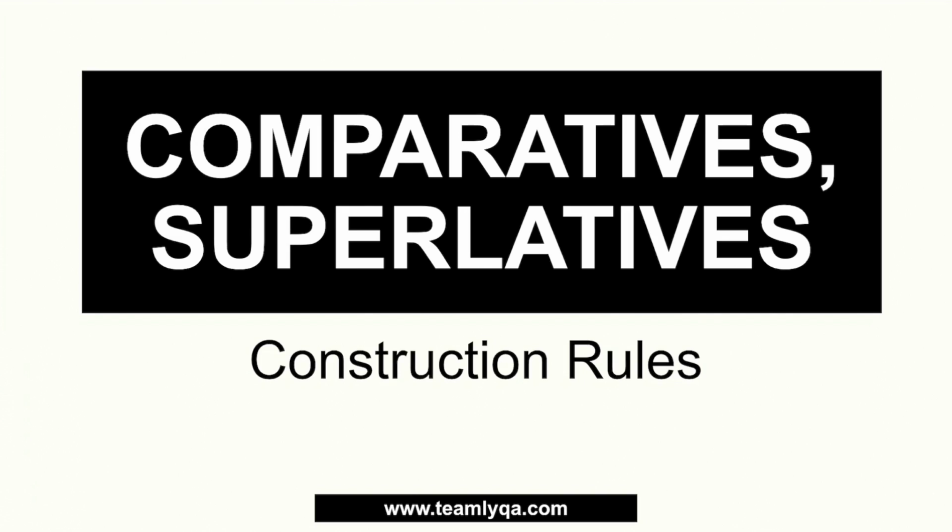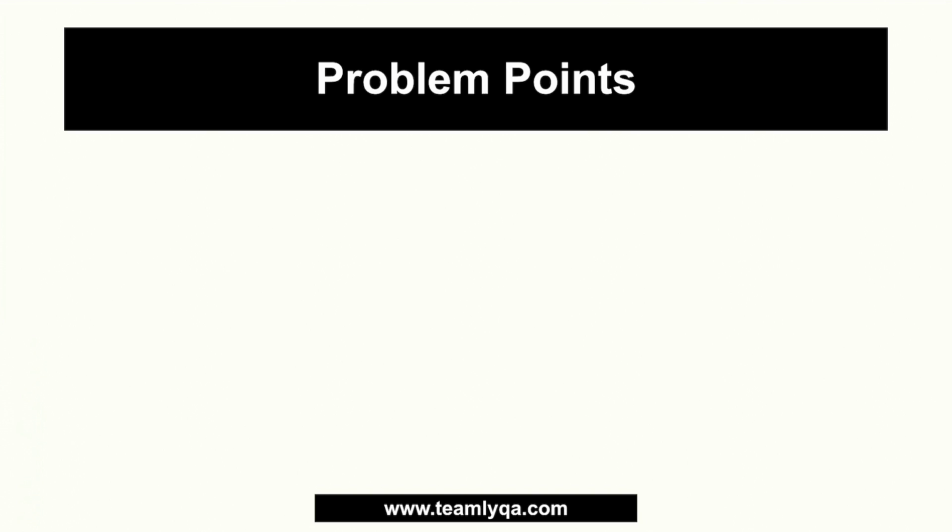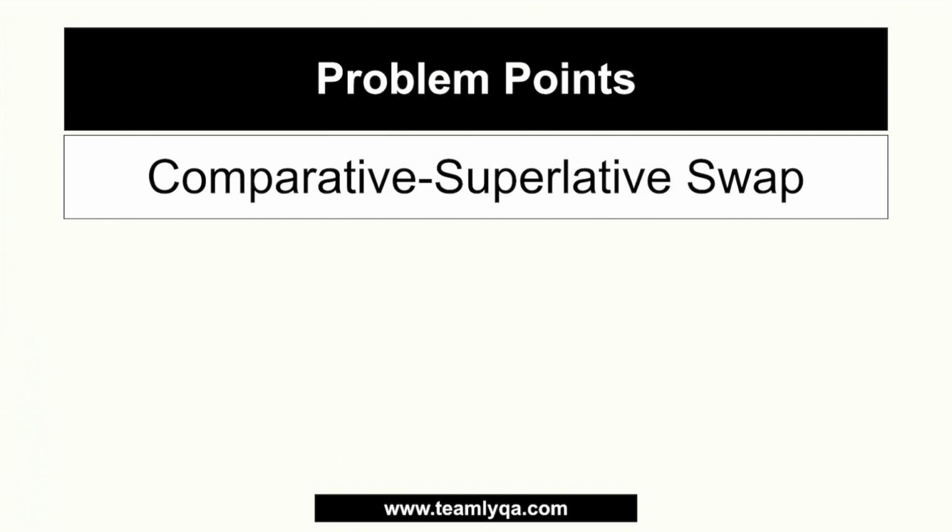Alright, so ito yung ating lecture on comparatives and superlatives, specifically yung construction rules. So last time, pinag-usapan natin yung concept, how to spot kung tama yung paggamit ng comparative and superlative. We're going to pile this on top of that. Ano ba yung tamang spelling? Ano ba yung tamang form? Paano mo siya i-convert? Yung isang regular adjective, paano mo siya i-turn into yung comparative na version niya or yung superlative version niya? Now, ang problem points natin na i-discuss in this series again is yung comparative superlative swap, which we covered in the last session.